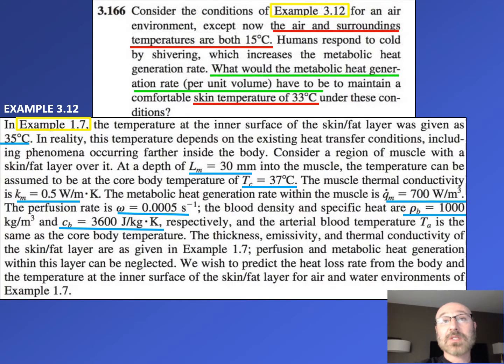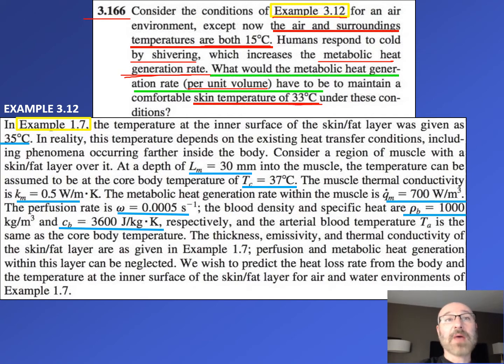So now let's apply some of these theories and equations to an example problem. So let's take a look at example problem 3.116 here. In this problem, they're asking us to consider the conditions of example 3.12 in our textbook for an air environment, except now the air and the surrounding temperatures are both at 15 degrees. Now they tell us that humans respond to cold by shivering. This shivering is going to increase the metabolic heat generation rate. So what they're asking us now is, based upon that, what would the metabolic heat generation rate per unit volume have to be in order to maintain a comfortable skin temperature of 33 degrees Celsius under these given conditions?